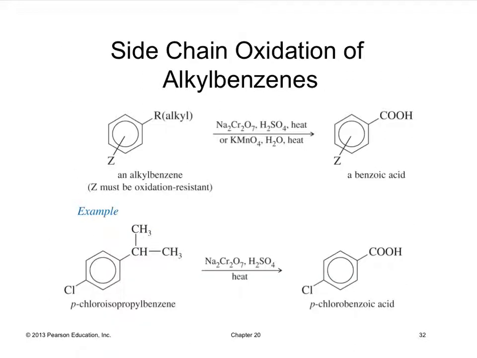You can do side chain oxidation of alkyl benzenes, any alkyl group coming off the benzene. It doesn't have to be linear, and it could be of any size. When you subject them to sodium dichromate, sulfuric acid and heat, or potassium permanganate, water and heat, you'll take your alkyl group and convert that into a carboxylic acid.